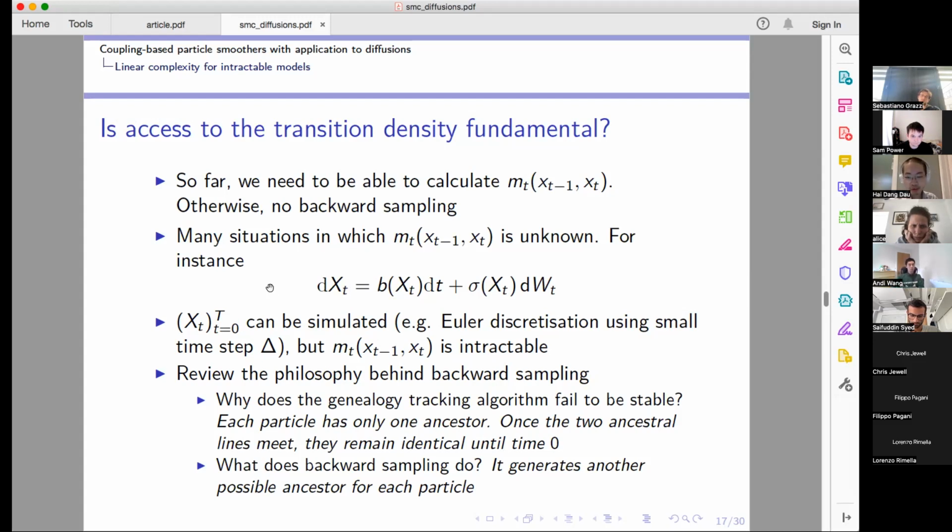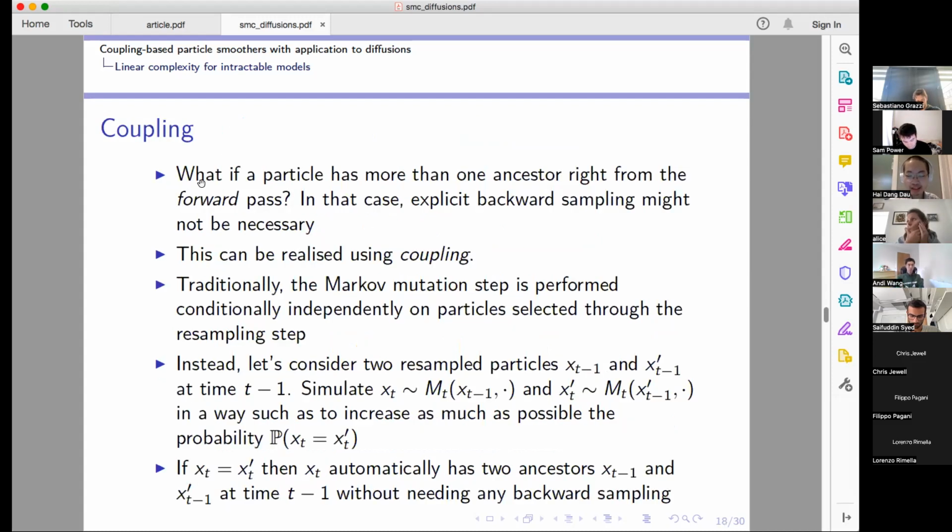So what you could do is the following. You can say, what happens if your particle has more than one ancestor from the forward path? In that case, explicit backward sampling may not be necessary, and you can do this using coupling. So traditionally, the Markov mutation step is performed by simulating conditionally independently on the particles selected through the resampling step.